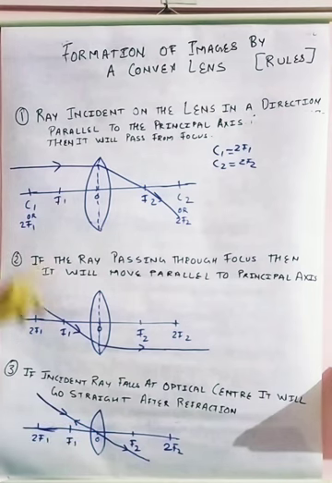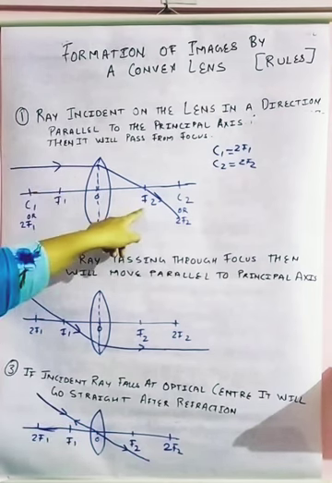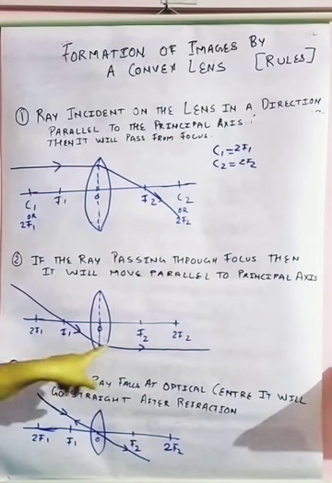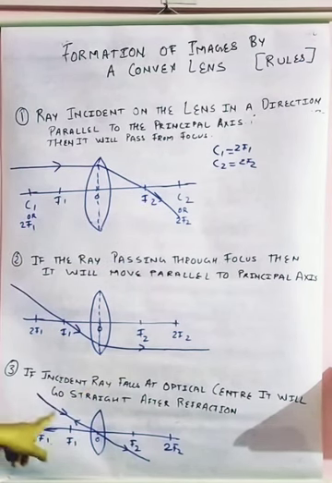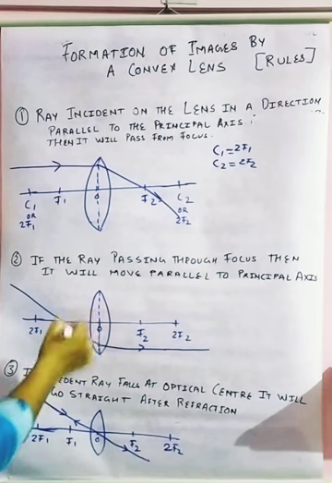So these are the three rules. When the ray is parallel to the principal axis, it will pass through the focus. When it falls at the focus, it will move parallel to the principal axis. When it falls at the optic center, it will retrace its path. I hope this is clear to you, what the rule is.